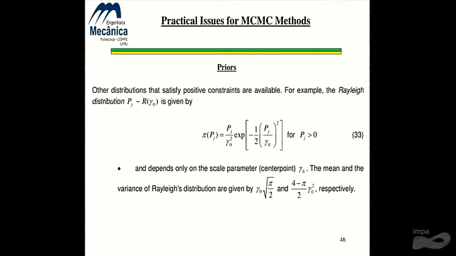have other kinds of distributions as a prior. For example, if you know that the parameters are always positive, you can use the Rayleigh distribution. And the Rayleigh distribution is very interesting because you have only one parameter to fix it, which is this center point here, gamma 0. On the other hand, while the mean of the Rayleigh distribution is gamma 0 multiplied by square root of pi over 2, the variance is (4 minus pi) divided by 2 multiplied by gamma 0 squared. Okay, so you might have a very large variance depending on the value of gamma 0 that you prescribe.